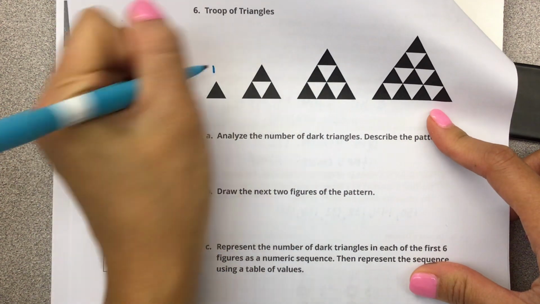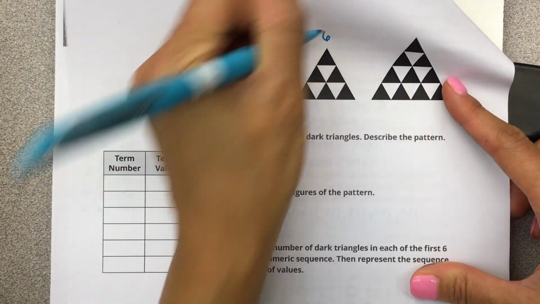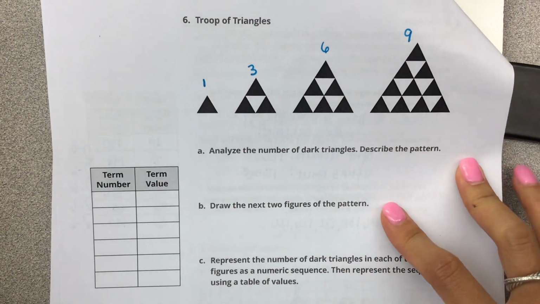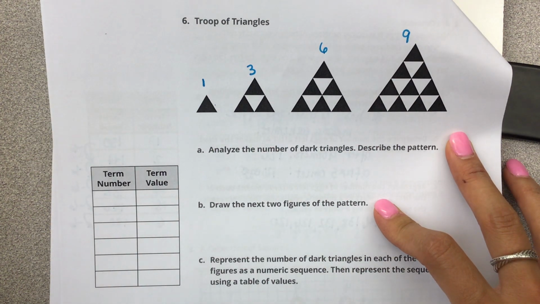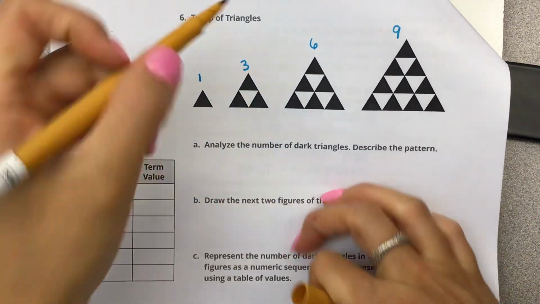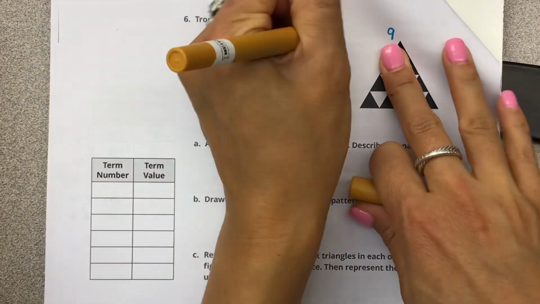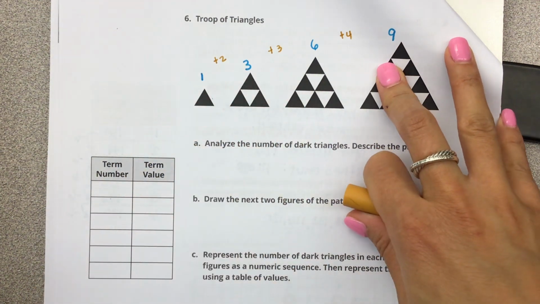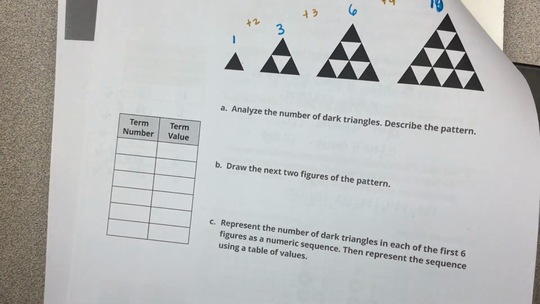So I see 1, 3 dark triangles, 6 dark triangles, and then 9 dark triangles. So if you look at 1, 3, 6, 9, they're not increasing by the same amount, right? So this one, I'm going to change to a different color. You did +2, then you did +3, then you did +3, and then here you did, oops, I wrote down 9. Why did I write down 9? It should be 10. +4.